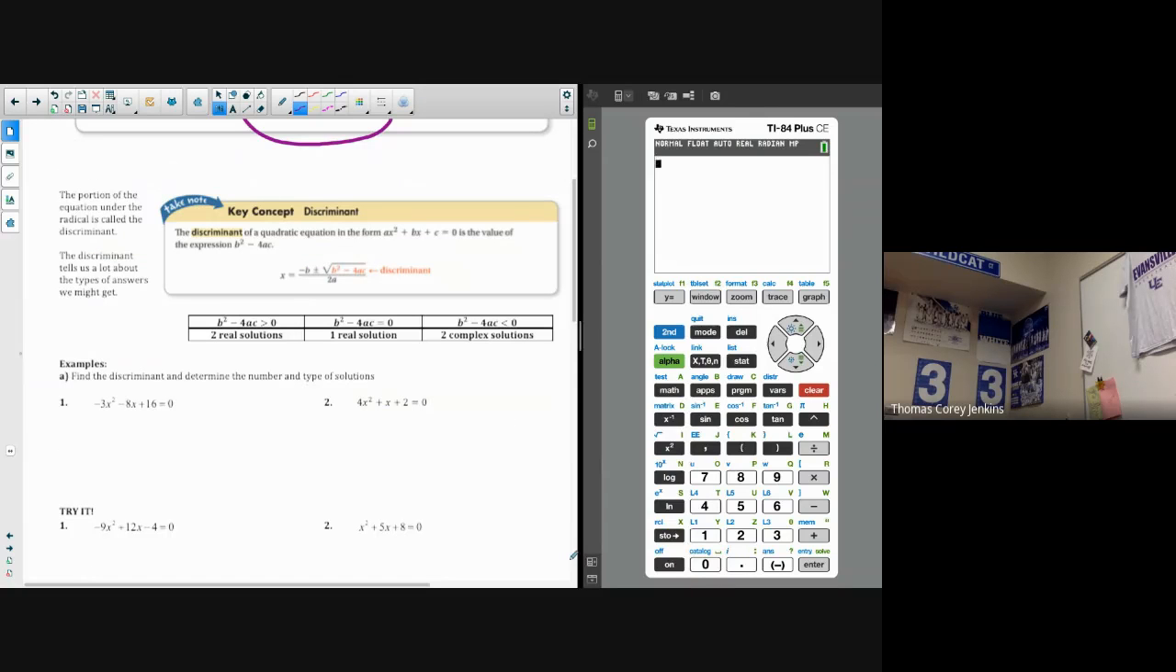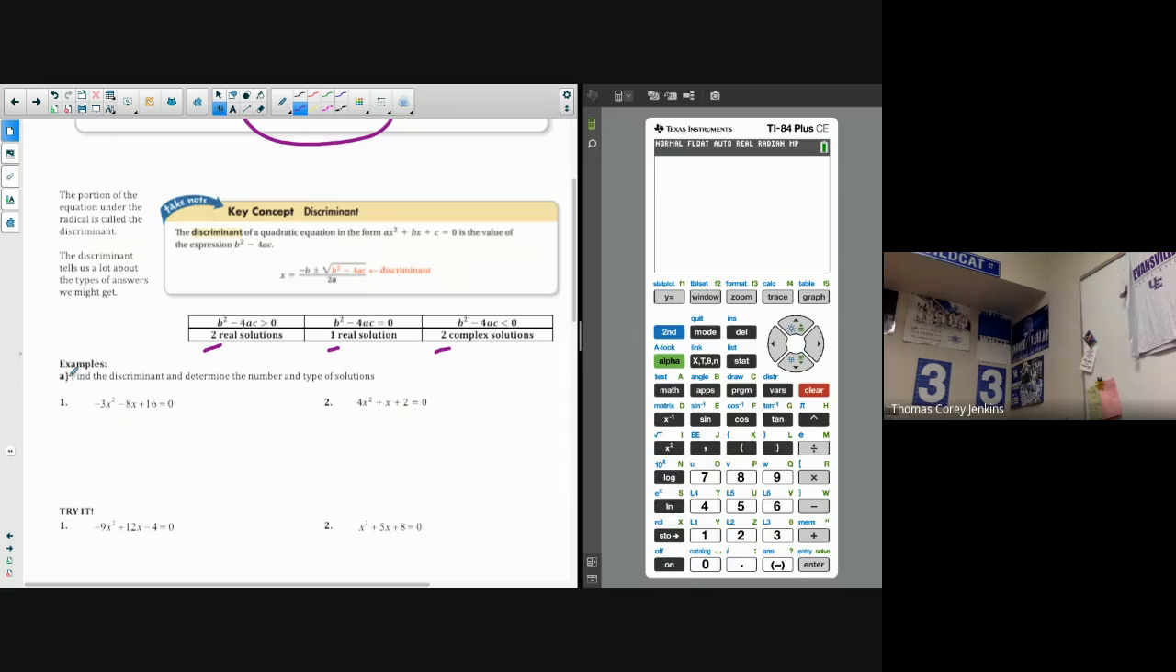Another key concept is the discriminant, so we'll talk about that first. Basically, we can tell how many solutions a quadratic equation has just by looking at its discriminant, which is just the part under the radical, the b squared minus 4ac. There are 3 outcomes. If that number is greater than 0, you have 2 real solutions. If it is equal to 0, you have 1 real solution. If it is less than 0, you have 2 complex solutions. We'll get into what that means later.